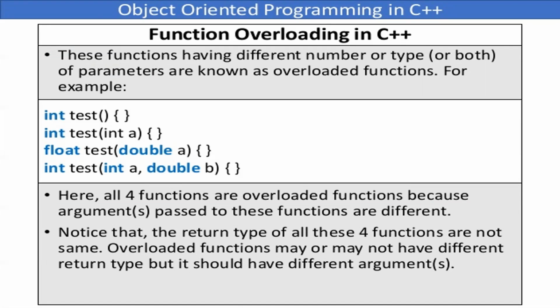So here notice that the return types of all these four functions are not the same. Overloaded functions may or may not have different return types, but they should have different arguments. Only then it is called function overloading. Now look at the first two functions, int test, but the arguments are different. The first function does not have any argument, the second function has an argument. That is why it is called an overloaded function. Okay?